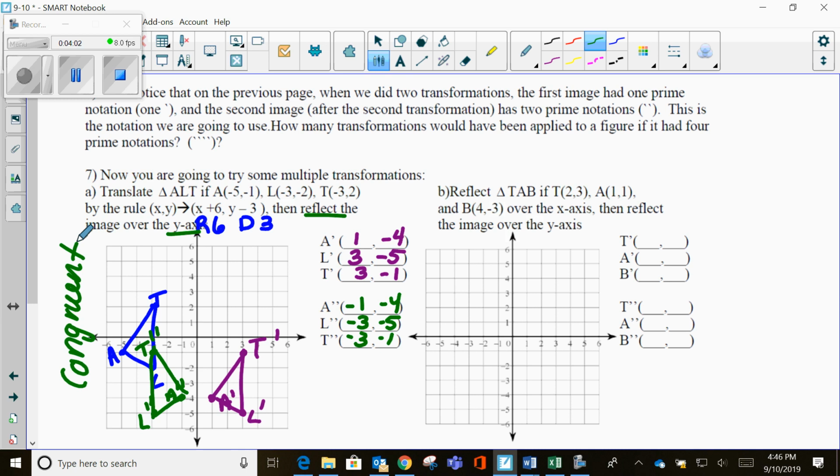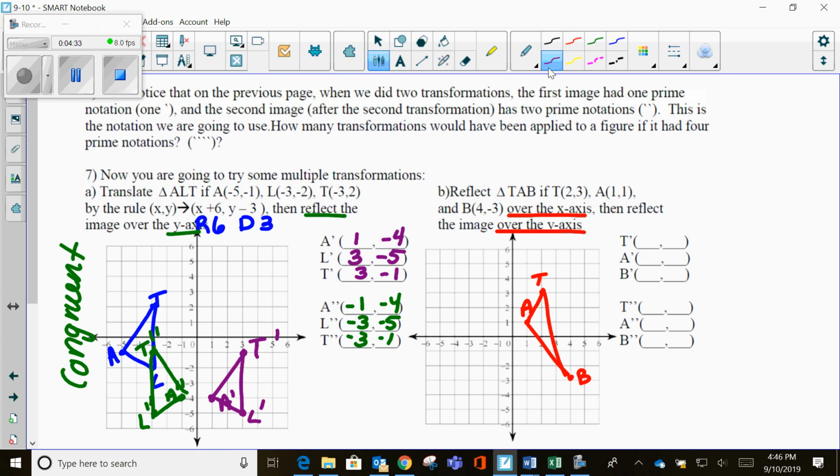All right, let's look at one more example. So we're going to start over here and reflect triangle TAB. So let's draw that first. So we have 2, 3 is T, 1, 1 is A, and 4, -3 is my B. And there's my first triangle. Now I'm going to reflect it over the X-axis, and then I'm going to reflect it over the Y-axis, but I have to do it one at a time.